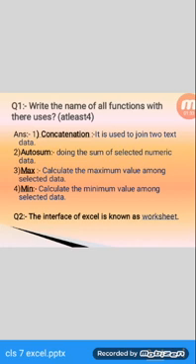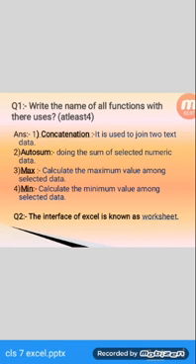and the assignment link. Now the first question is, write the name of all the functions with their uses. At least 4 I have mentioned there. First one is concatenation. It is used to join two text data. What do you mean by two text data? Suppose one name is Aditi and the second, surname, is Sharma. We want to write Aditi Sharma in one cell. So using the concatenation function we can do that. We can join the two texts.